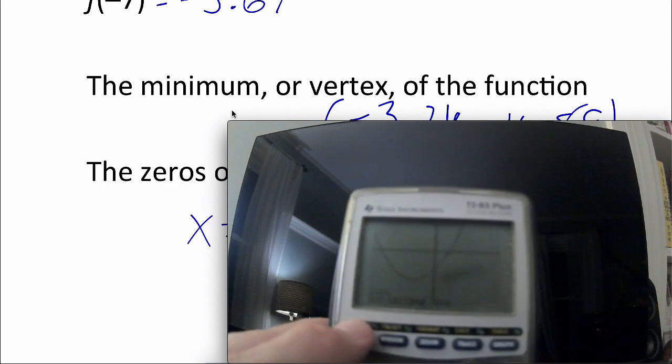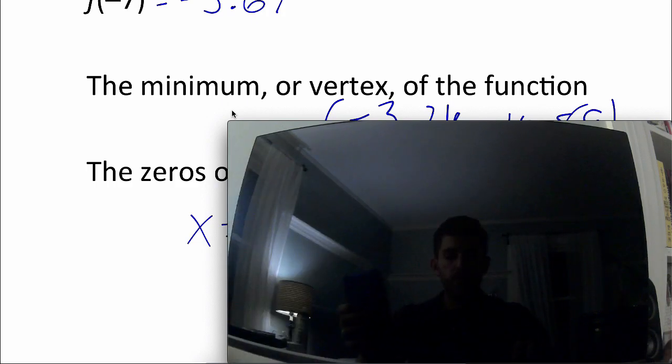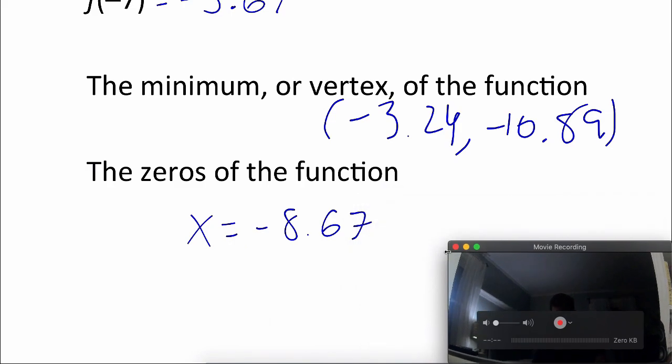So you see the y value is 0. And then our x value is, jotting this down on our screen, we got x equals 2.18. So we have 2 zeros for this graph.